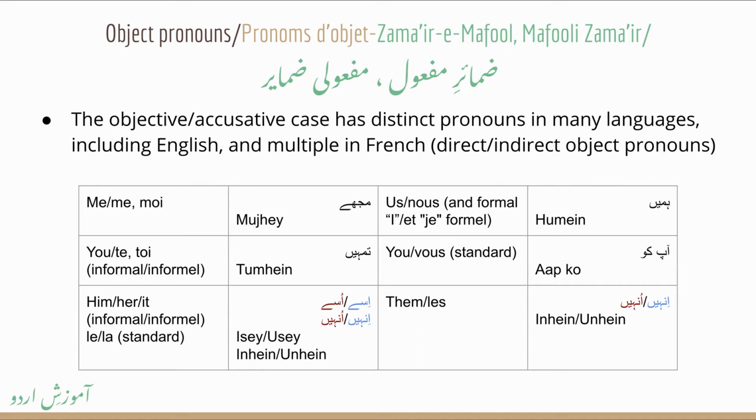And here, aapko is an exception. You'll learn how this works when we do the oblique case, because aapko is directional. It adds a postposition that's directional, but we'll do that later.